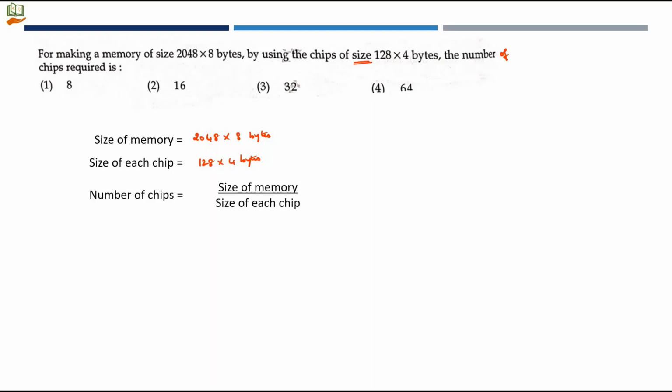It is given by size of memory divided by size of each chip. We can take this as 2048 into 8 bytes divided by 128 into 4 bytes. Bytes and bytes will get cancelled and 8 will be cancelled for 2. 4 ones are 4 and 4 twos are 8. What about 2048 divided by 128? 128 into 1. You have 14 here. This will be 6. You have 9 here. This will give 7. So 7, 6, 8.